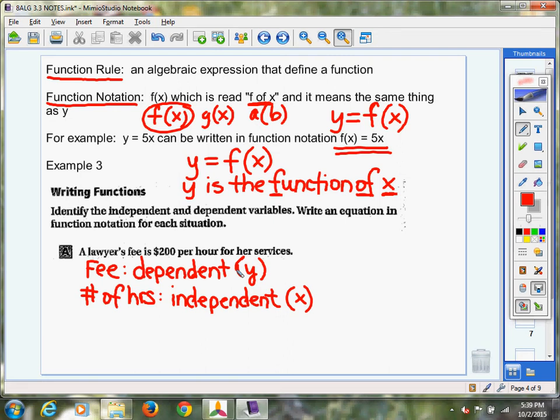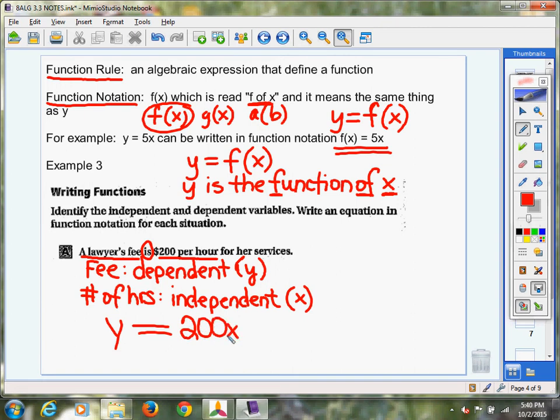to write an equation. So a lawyer's fee, we're going to take the first part of that. That would be y. We named her fee y, because that's the dependent variable. Is, circle that word. Is in math always means equals. $200 per hour. Number of hours is your variable X. If you're charging $200 for every hour, that's 200 times X.